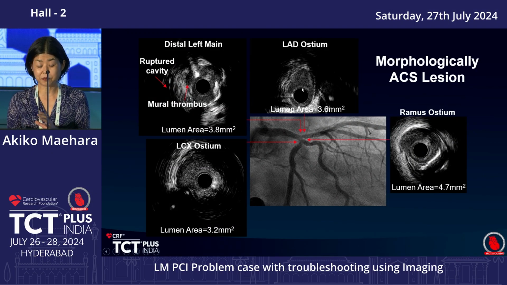And LAD ostium was very significant, and circumflex ostium is very significant, and altogether, if we didn't diagnose at this point, the patient may suddenly die. This is really an acute onset type of plaque.